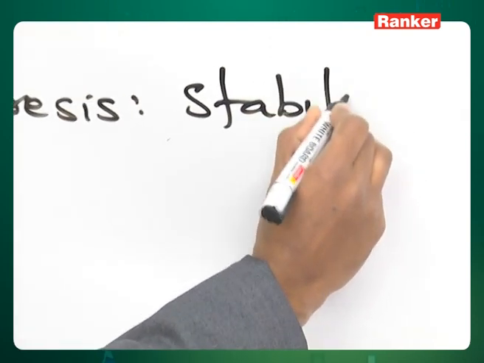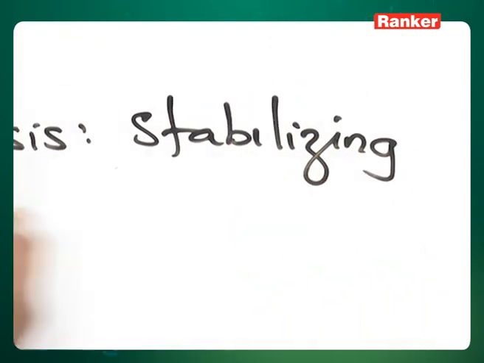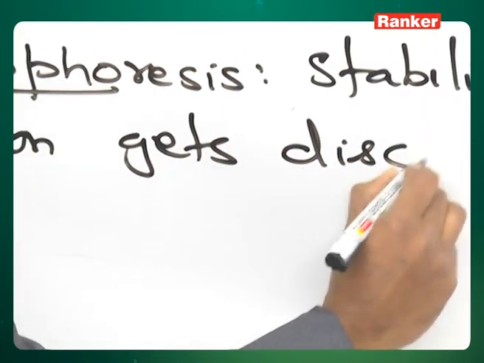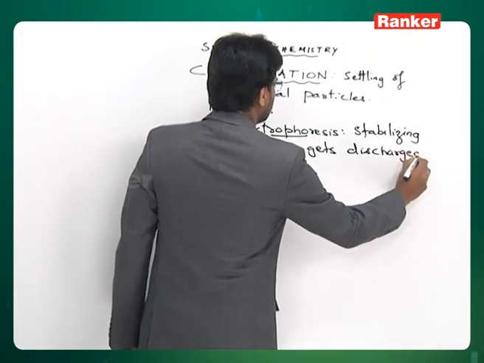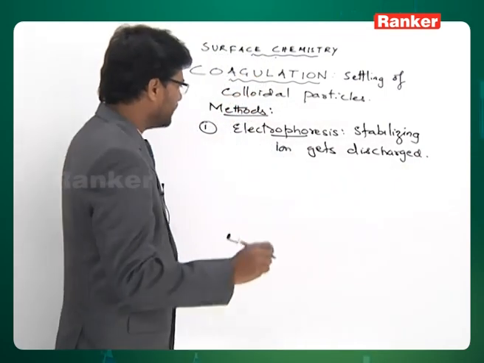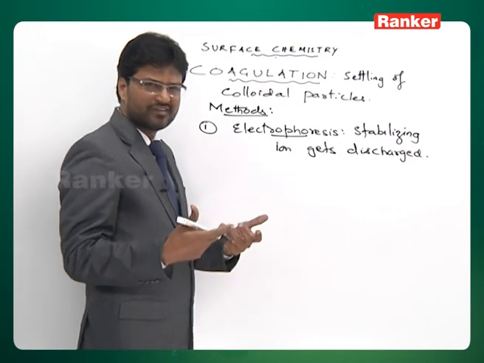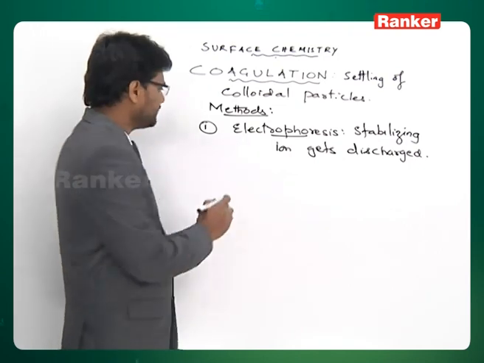The stabilizing ion gets discharged, loses its charge, and therefore the particles now will not be able to repel each other. They lose their charge, they cannot repel each other and they aggregate.